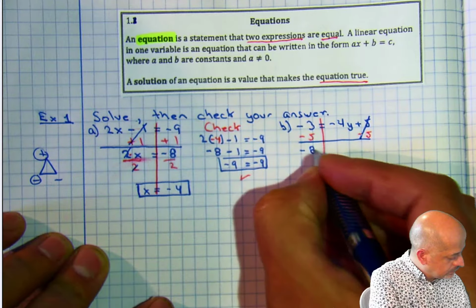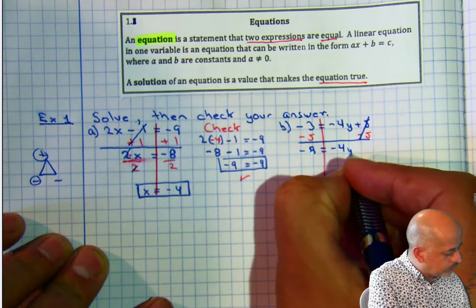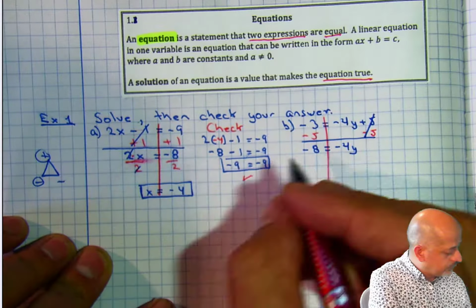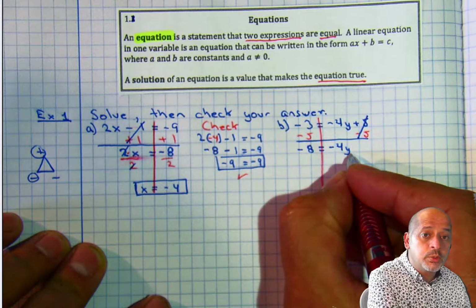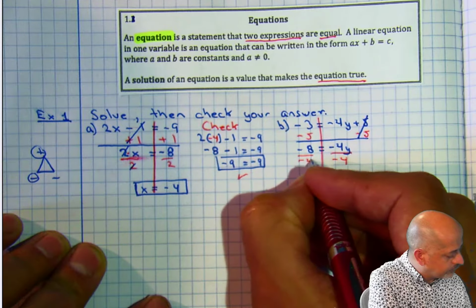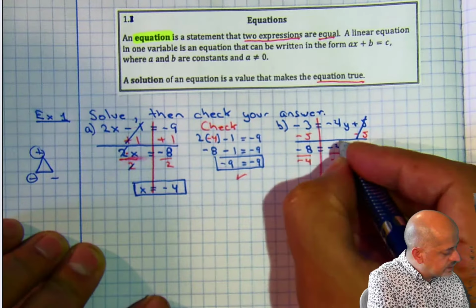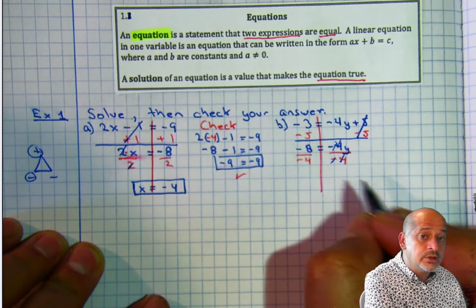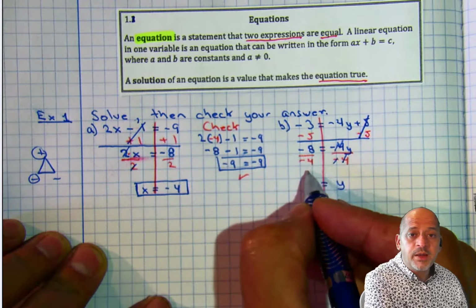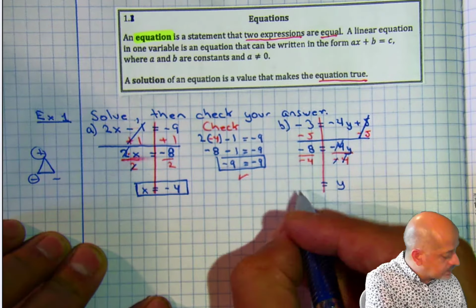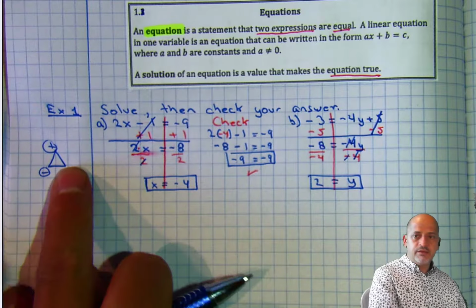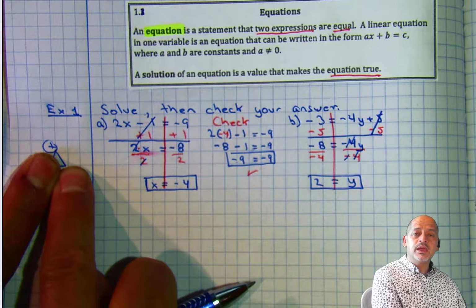And that is equal to negative 4y. And now I can divide by negative 4. So negative 4 and the y are multiplying. So now the last step is to divide by negative 4. Divide by negative 4. The 4's cancel. The negatives cancel. So therefore we have y equals negative 8 divided by negative 4 is positive 2. Remember that we are using our triangle. Negative divided by negative will give me a positive.